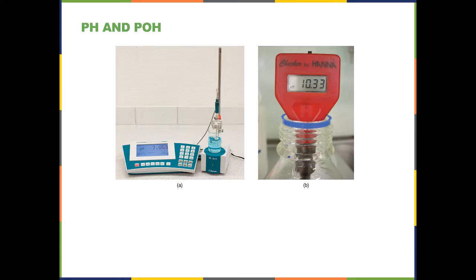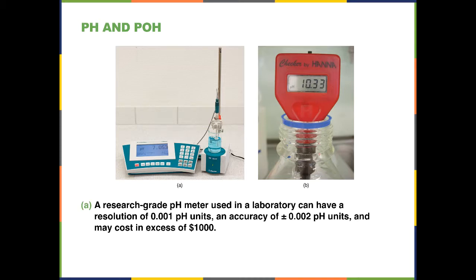Continuing to talk about pH and pOH, these are two examples of pH meters. A research grade pH meter is used in a laboratory and can give extremely accurate and precise evaluations of pH to units of 0.001. And remember, this is a logarithmic scale, so we're talking about very accurate, with plus or minus 0.002 pH units. But these cost a lot of money.